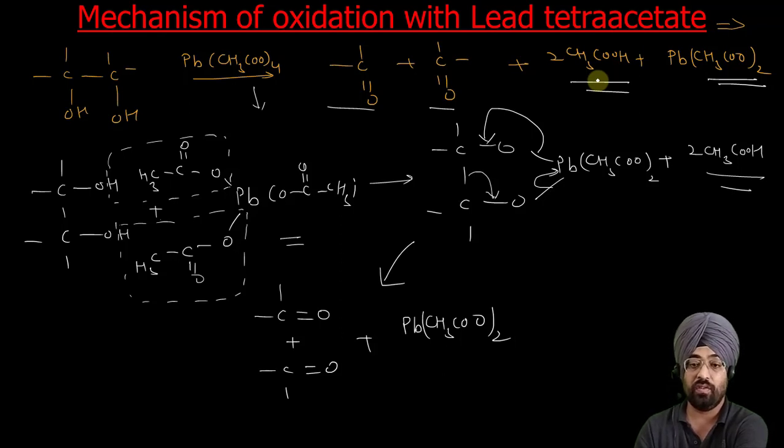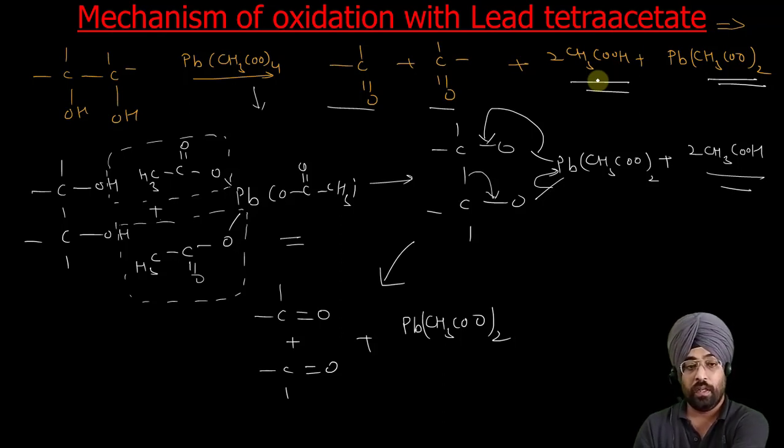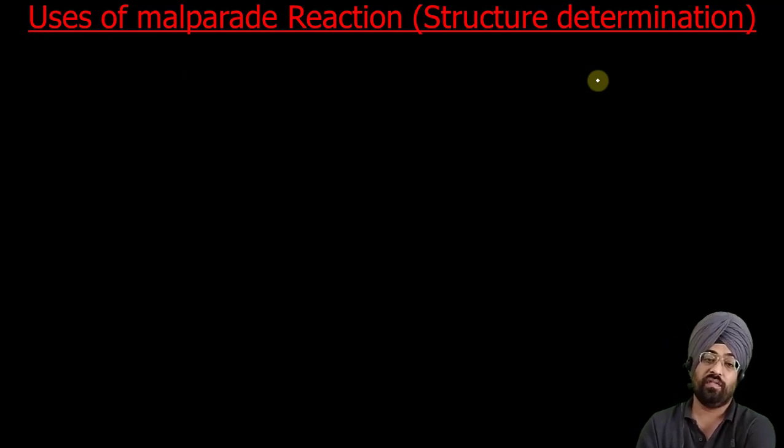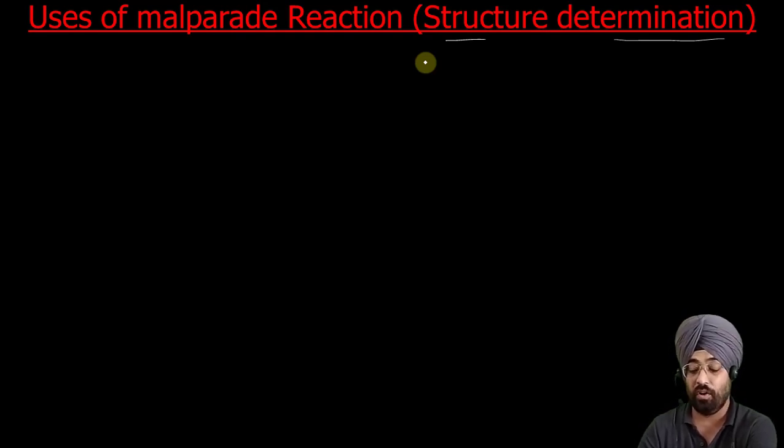So this is your oxidative cleavage of glycols, which occurs with the cleavage of the carbon-carbon bond. Now let us see what the uses of this reaction are. The first use is that it helps to determine structure. We can use this reaction to determine the structure of a glycol. So let us see how we can use it.